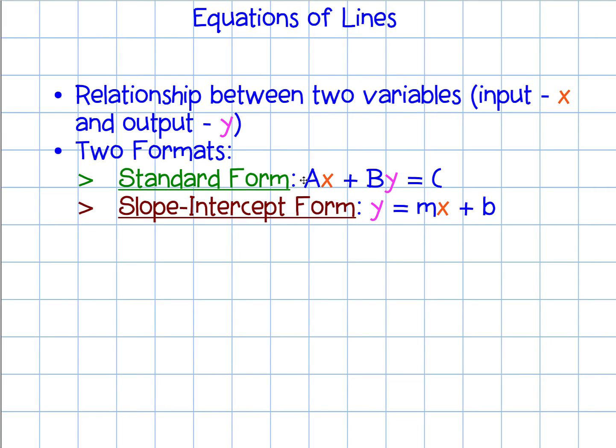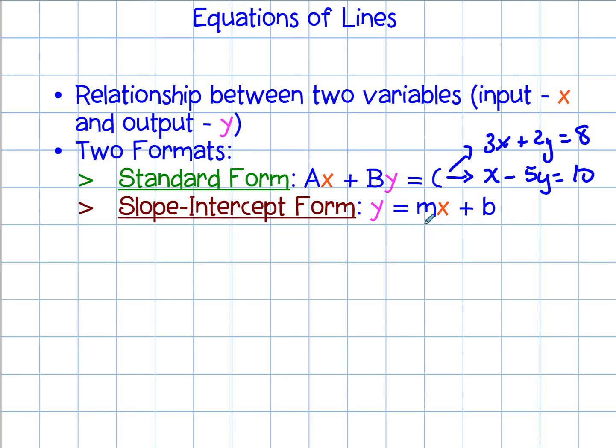One of the things to know about standard form is that the two variables are on the same side of the equation. In slope-intercept form, the y variable is by itself. In standard form, the a, b, and c are normally going to be integers. So an example would be the equation 3x + 2y = 8, or something like x - 5y = 10.